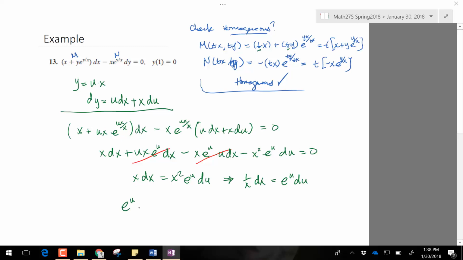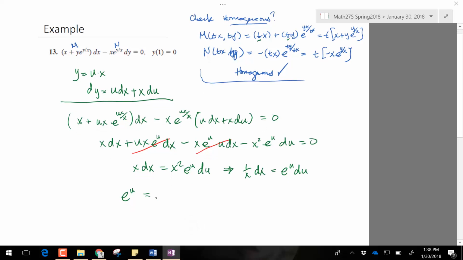Okay? e to the u is equal to ln x plus c. And again, u is equal to y over x. So e to the y over x is equal to ln of x plus c. Now, we can continue to solve for this, or we can try to solve for the c, the unknown variable right now, the constant.